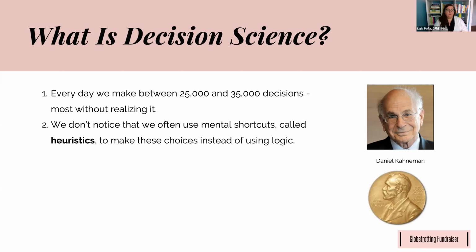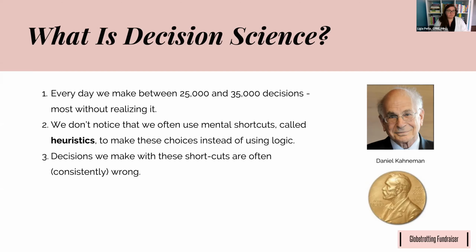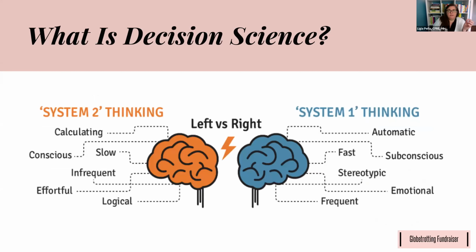The second principle is that we don't notice that we often use mental shortcuts. And that's what a heuristic is. A heuristic is a shortcut to making a decision. That's the logic we use to make decisions. And the decisions that we make with these shortcuts are often wrong. So the heuristics are what sometimes lead us astray. Let's put a pin on that and we'll come back to it. We're going to come back to the heuristics because this is the thing that we need the most for legacy marketing. So, you know, he said his book is really about thinking fast.